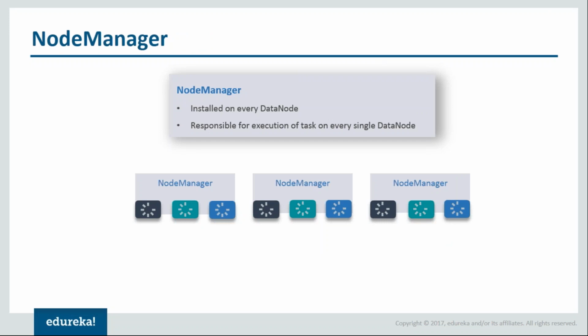Now let us see what a node manager is. Node managers are the slave daemons, and they are installed on every data node. You know that our data is divided up into blocks and stored in data nodes, and they are processed in the same machine. So in the same machine where the data node is set, a node manager is also present to process all the data present in that data node. It is responsible for execution of tasks on every single data node. This is where the actual processing of data takes place.